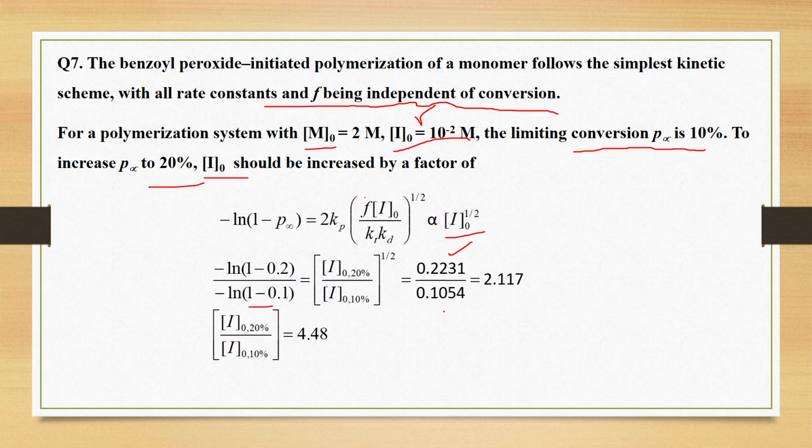of 1 minus 0.1, that will come as 0.1054, and that will give you 2.117, and there is a root in this equation, and when it will become a square of this term, so you will have the ratio of around 4.48. So this is an easy question but an important one for your exams as well. Okay.